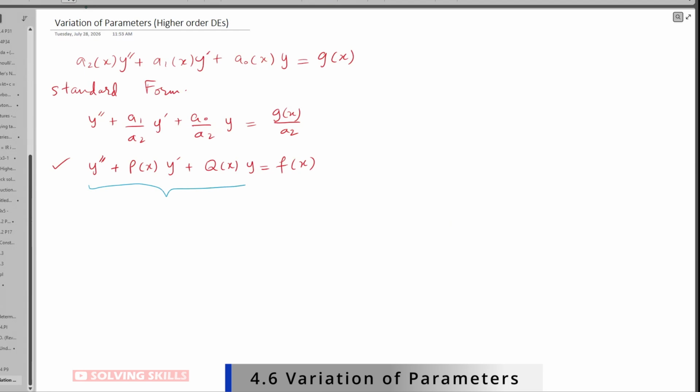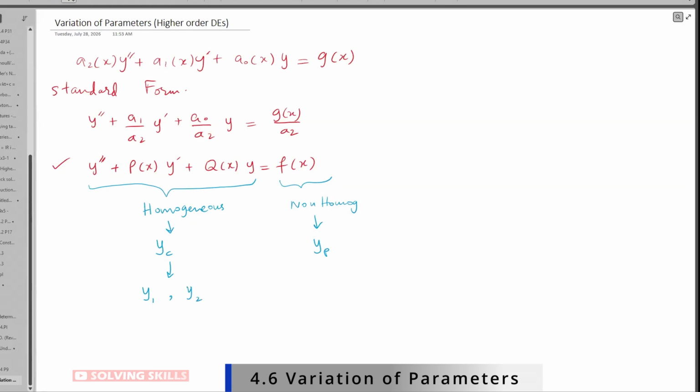So this part is the homogeneous part, and this gives you the complementary solution. And similarly, this is what makes the equation non-homogeneous, and it gives you the particular solution. So if it is a second order differential equation, which it is right now, we are going to get two solutions. The first one is y1 and the second one is y2. And we add them together as we have seen in earlier methods.